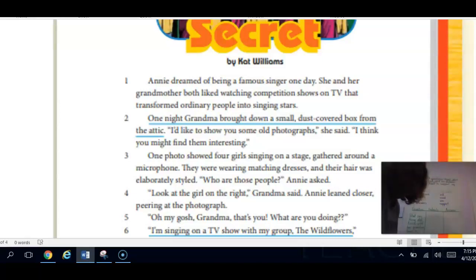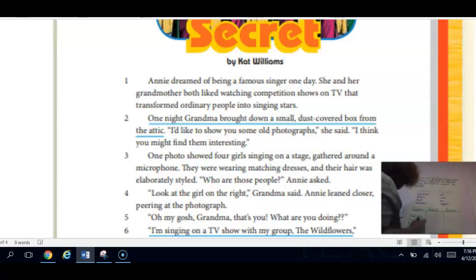She and her grandmother both liked watching competition shows on TV that transform ordinary people into singing stars. So in reading that, I see that she and her grandmother both like watching competition shows on TV. That detail gives me the support I need for my answer.